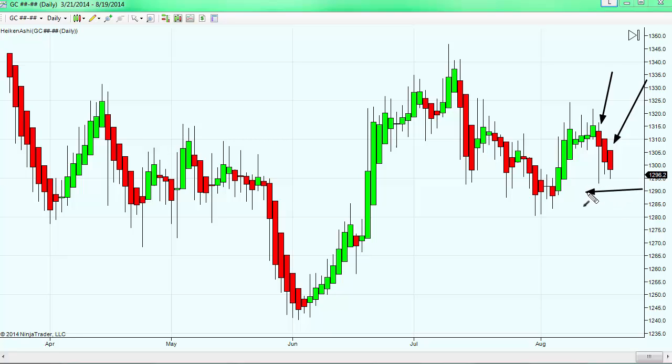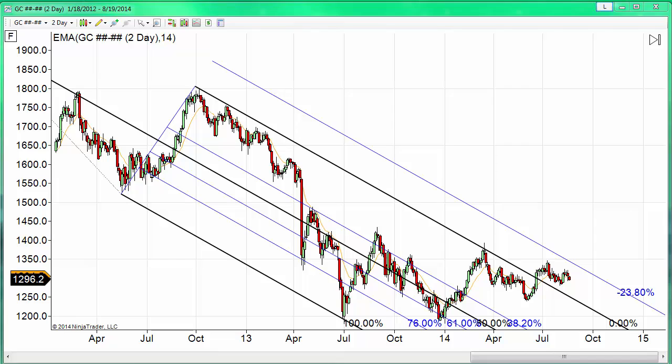1290. It's also a critical area because if it breaks below there, traders, then we're not looking at a simple correction anymore, and we have to really go back to the drawing board. So in terms of looking at the market from the perspective of whether or not we have seen any long-term damage or major damage in the market, I really want to take a look at this 2-day chart.